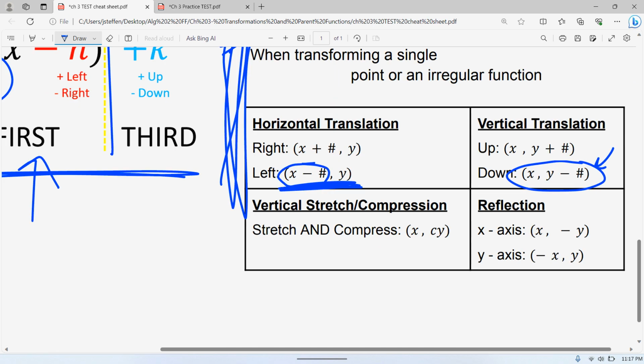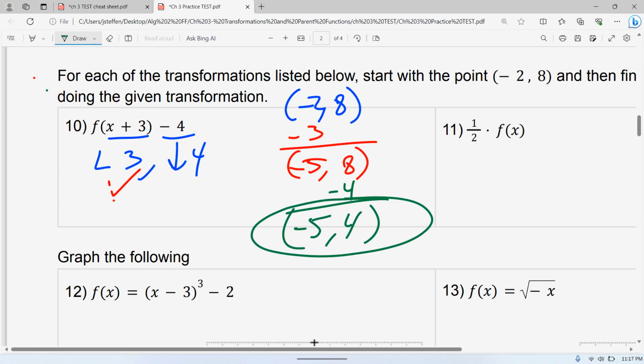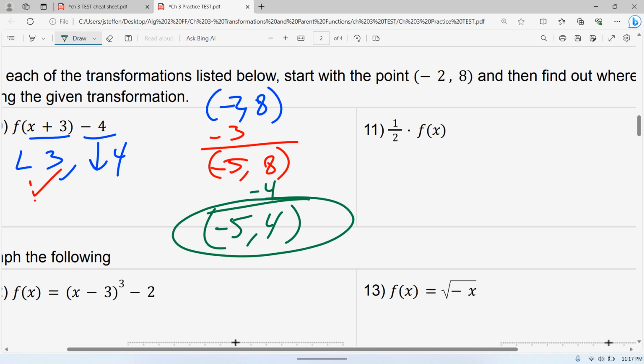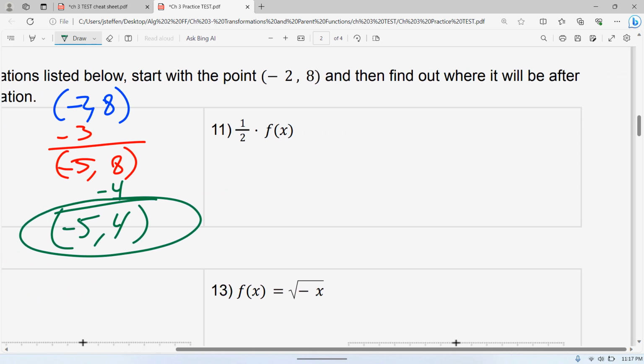The next one, we're graphing the following. Remember to start with the parent function. So x to the third is the parent function we're starting with. So it goes through these 3 points. Those are the 3 points we're focused on. So that's what we're going to start with.